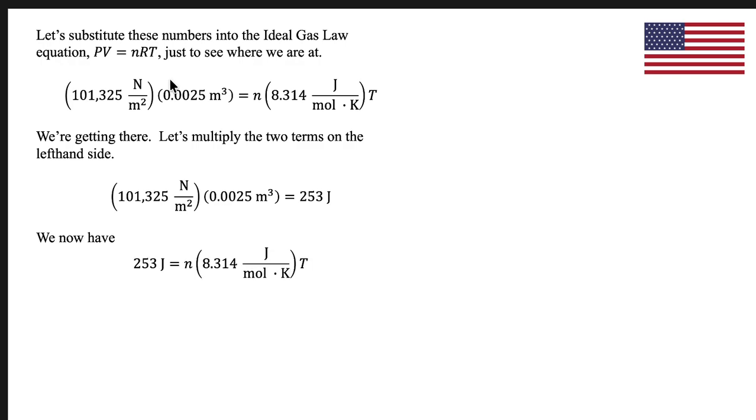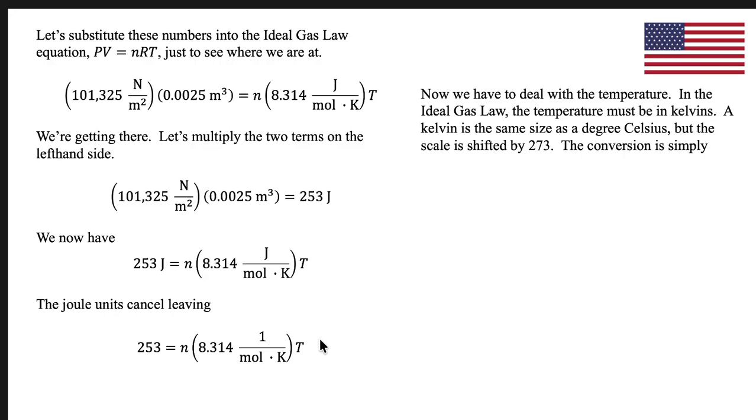Now we're going to substitute the 253 joules in here. So in here is our PV is equal to nRT equation. So we can cancel the joule units. There's one here and there's one there. So the left-hand side is just a pure number. We still have to deal with that temperature.